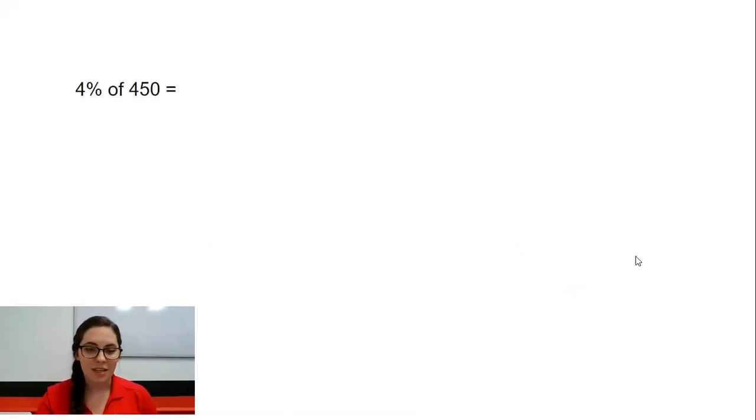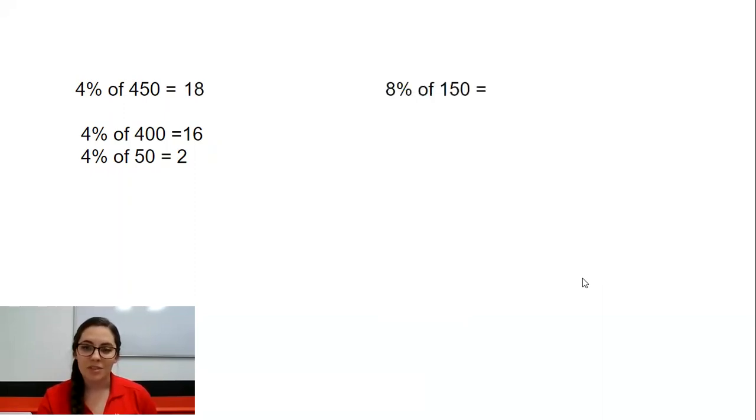A couple more examples for this. I've got 4% of 450. Again, I'm going to split that up into my hundreds and my groups of 50. I have 4 hundreds, so 4% of 4 hundreds is going to give me 16. And my 4% of 50, half of 4 is 2, so it's going to give me 2. If I add those together, 4% of 450 will give me 18. Now what about 8% of 150? So again, split that up, do 8% of 100, which gives me 8, and 8% of 50, which is half of 8, or 4. Add those together, and 8% of 150 is 12.